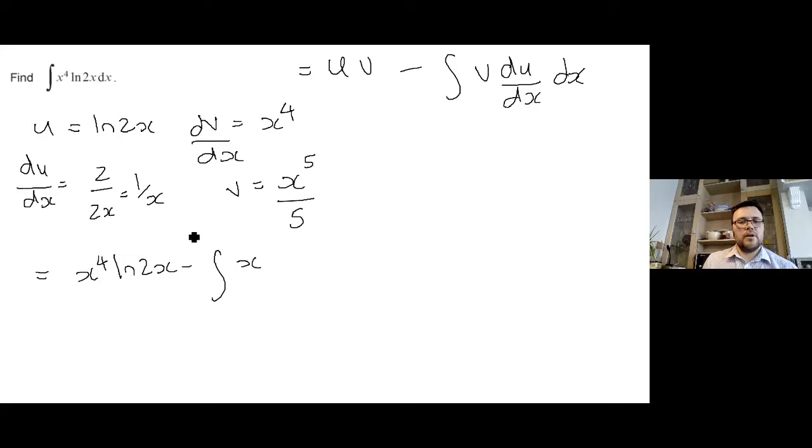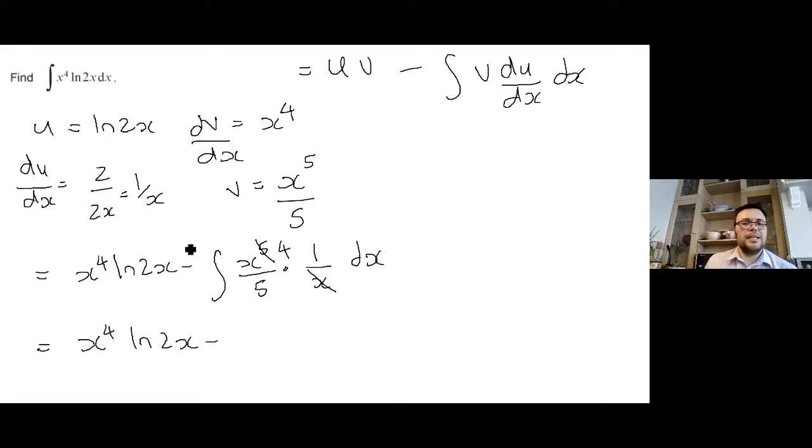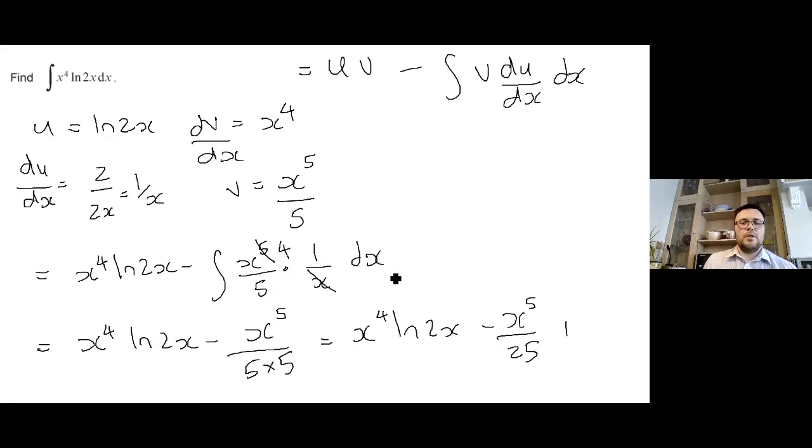So x to the 5 over 5 times 1 over x, and again, this is with respect to x. That will cancel, so that's now x to the 4 over 5. So when I write it out, it's going to be x to the 4 log 2x minus integrate x to the 4, so it's going to go x to the 5 over 5 times 5, which is x to the 4 log 2x minus x to the 5 over 25, and then I want to put a plus c there.